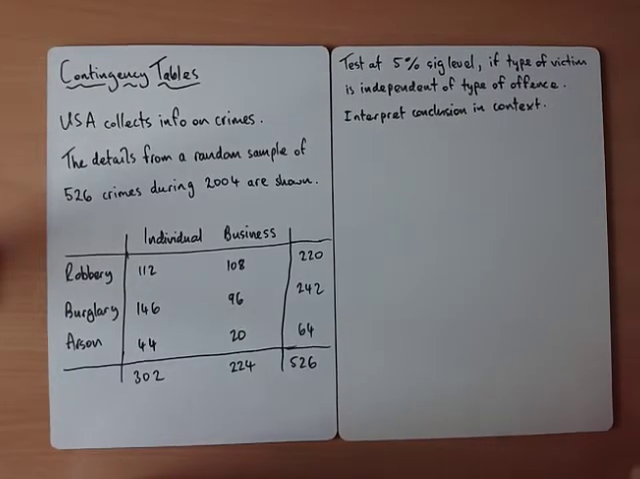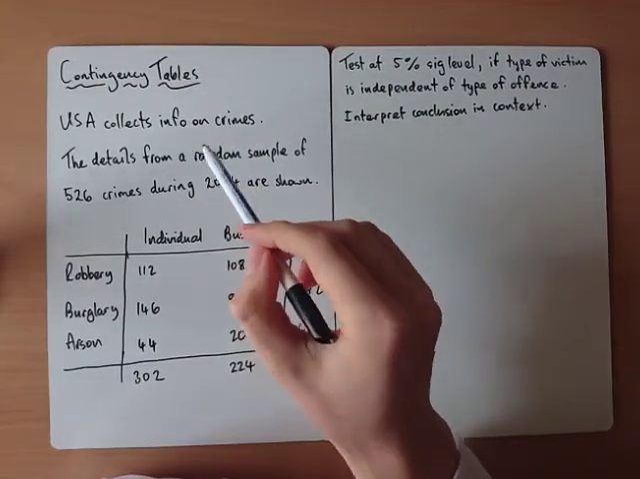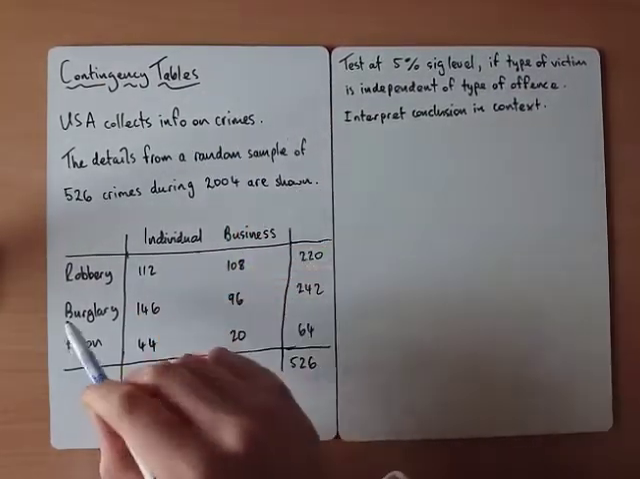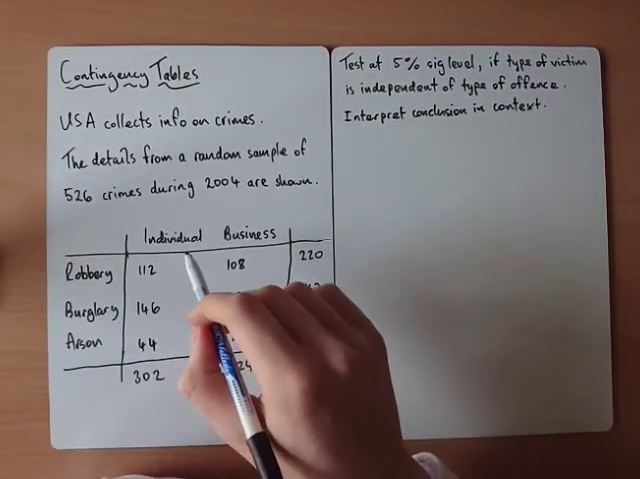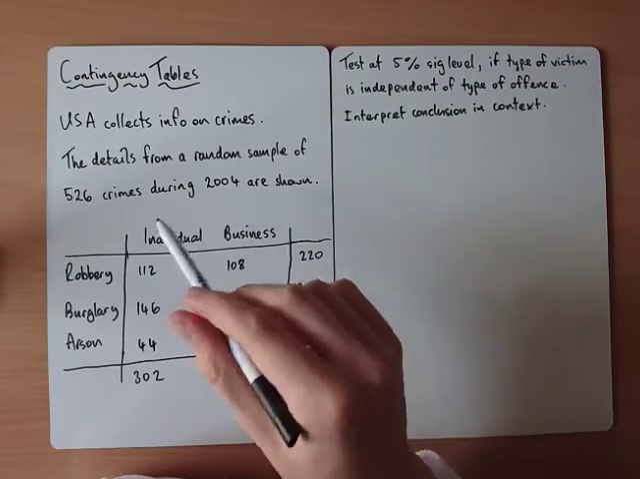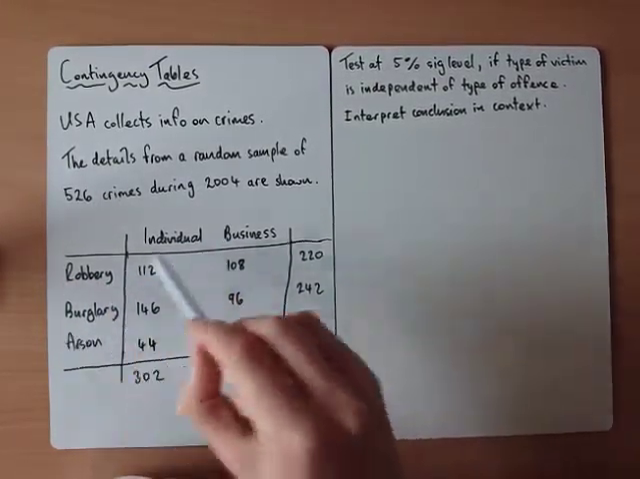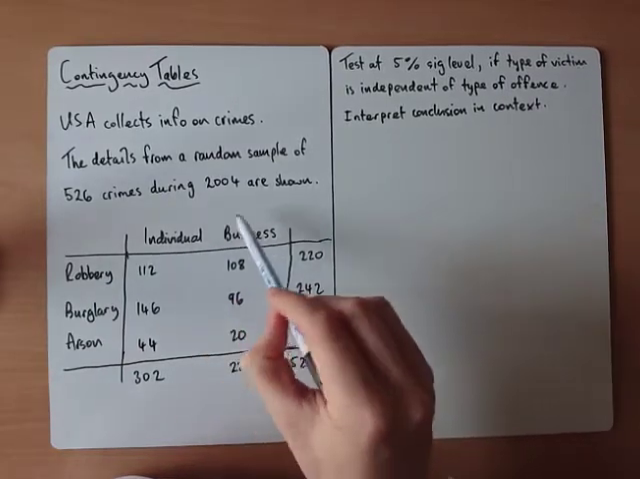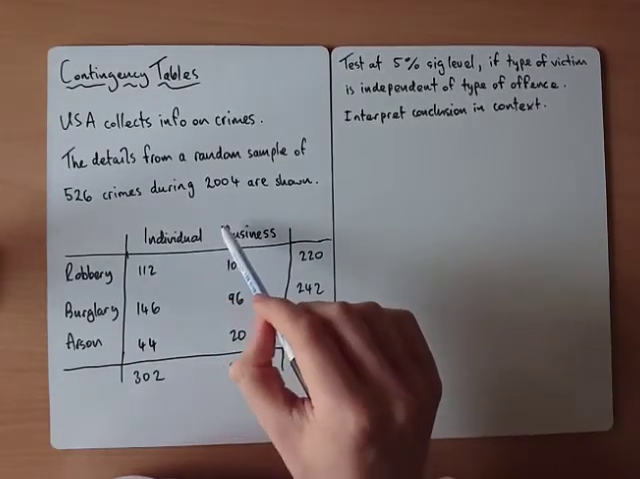We're going to look at an introduction to a topic called contingency tables. Now, in this topic, essentially what we're doing is we're looking at two variables and we're going to see if there's an association between those two things. For the first question, we're looking at a type of crime and whether it was an individual or a type of business, in other words, the victim.